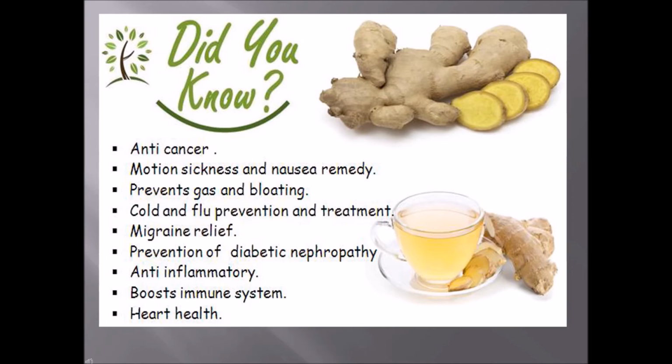Ginger is used for the prevention and treatment of cold and flu. And for headache and migraine relief also, ginger is used. It helps to prevent diabetic nephropathy. That is, due to diabetes, sometimes the kidneys get affected. Such types of disorders can be prevented by consuming ginger. Next, it is anti-inflammatory, it boosts the immune system and it improves heart health. So these are some of the benefits of consuming ginger.